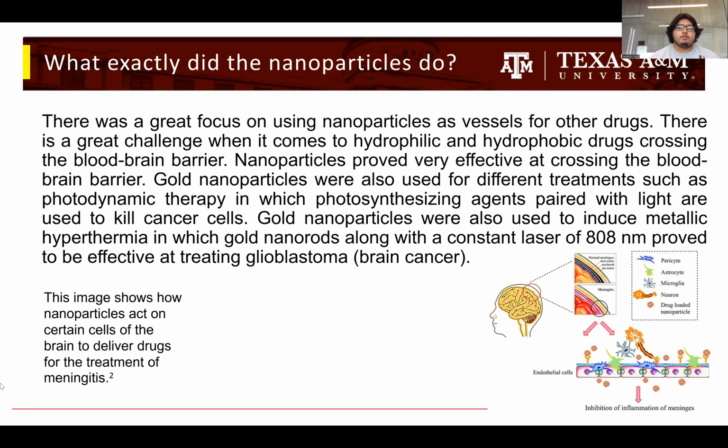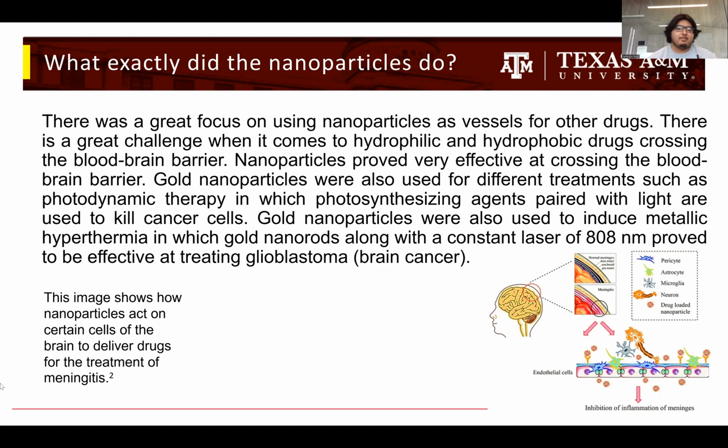Gold nanoparticles were also used for different treatments such as photodynamic therapy, in which photosensitizing agents are paired with light to kill cancer cells. Gold nanoparticles are also used to induce metallic hypothermia, in which gold nanorods along with a constant laser of 808 nanometers proved to be effective at treating glioblastoma brain cancer.